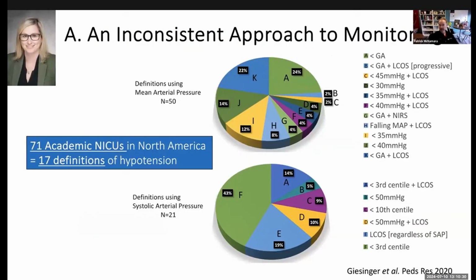Some of you will have seen this slide before. This is Reagan's survey across academic centers in the United States. This is not preterm babies, this is term babies, but there is massive inconsistency even in how we adjudicate what is normal versus abnormal. So if we don't necessarily know what the standard of blood pressure to achieve is, it's very difficult to actually study the impact of treatments for low blood pressure.